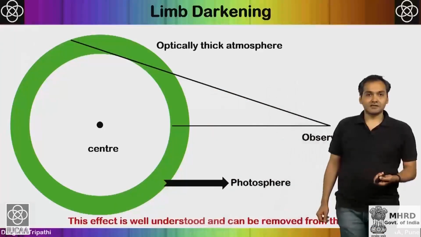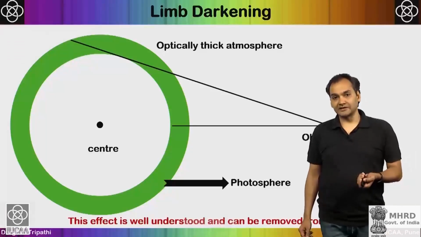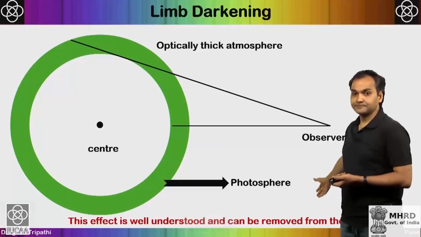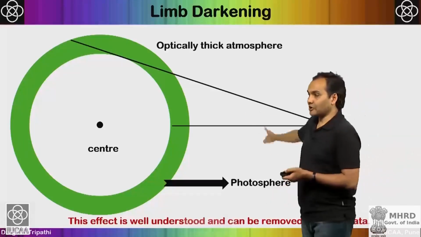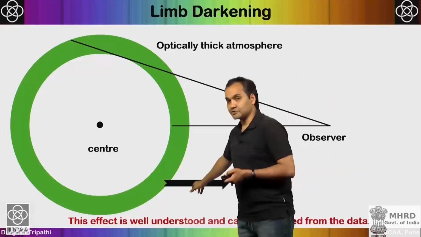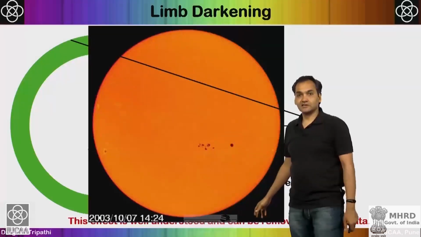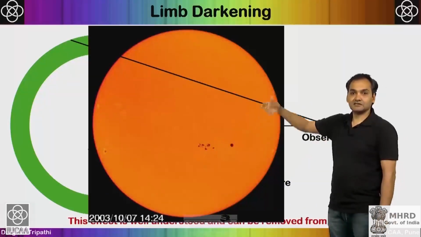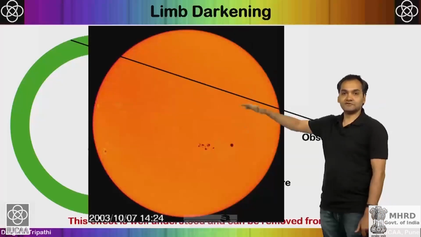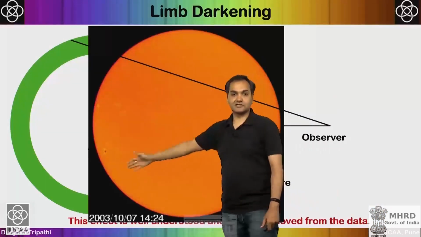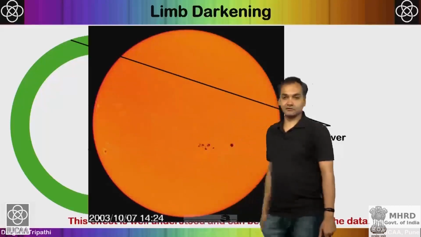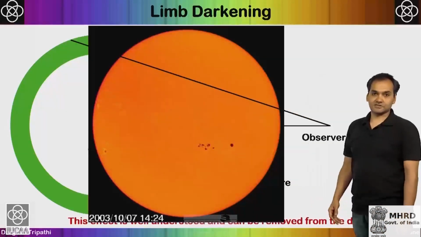This optical thickness is wavelength dependent, and we understand it pretty well. It can be modeled and removed from the images you take, and once that is done, you see the sun as a complete round ball with uniform brightness everywhere. Of course, you have the sunspots and other structures like faculae on the surface of the sun.